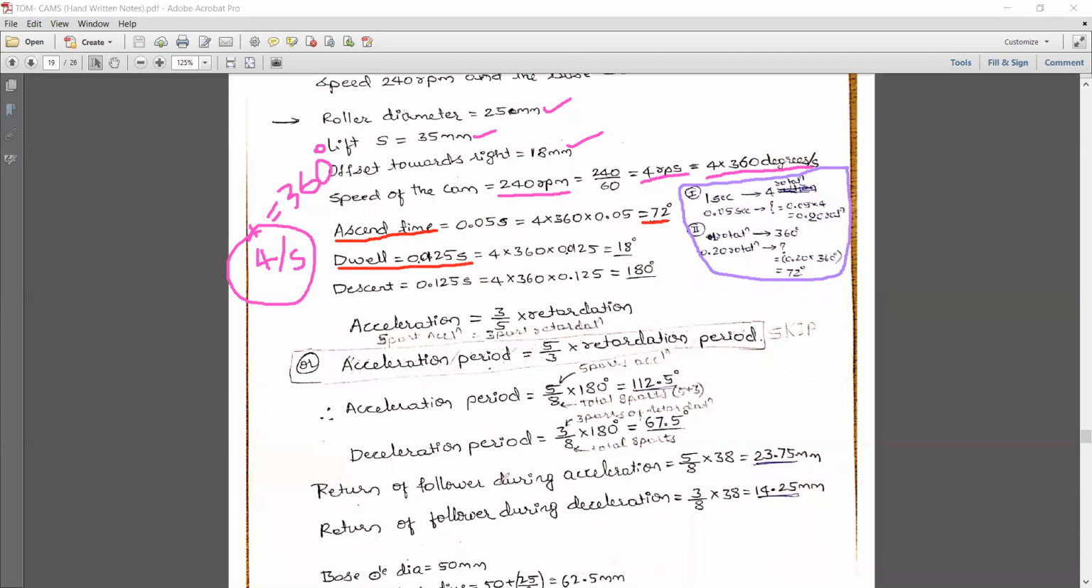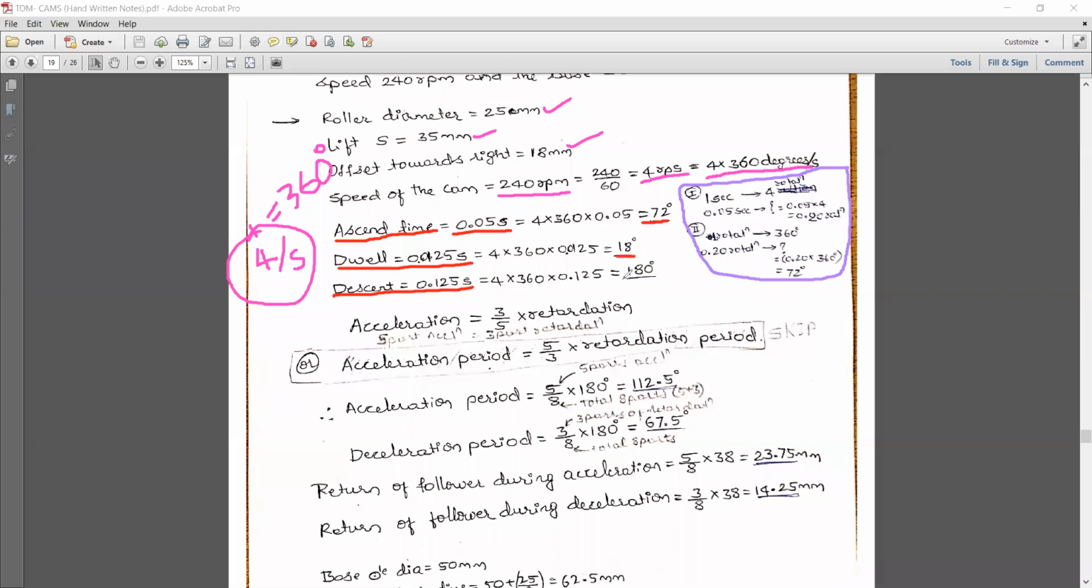0.0125 seconds they have given. Correct? Okay. So 0.05 seconds multiplied by 360 into 0.0125 second, that is 4 into 360 into 0.0125, that is equal to 18 degrees. So these values are already mentioned, right? So you are just multiplying 4 into 360. Correct? So here you get your descent as 180 degrees.